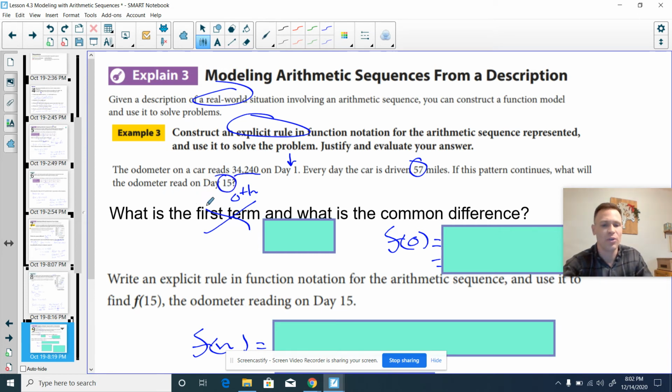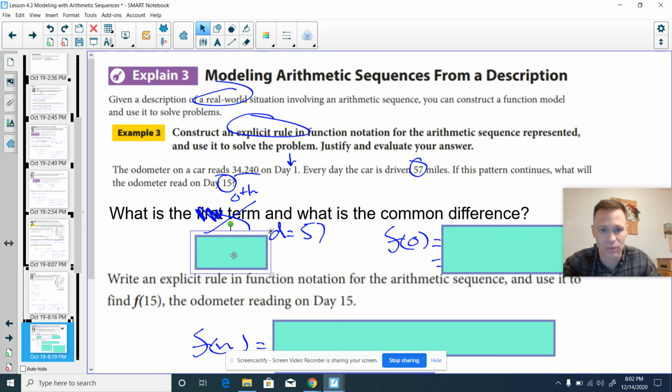Okay, so first we want to find the 0th term. We know on day 1, after it's been driven a day, we have 34,240. And so I want to go back a day to day 0, which means I have to subtract. So my common difference is 57. We already were told that.